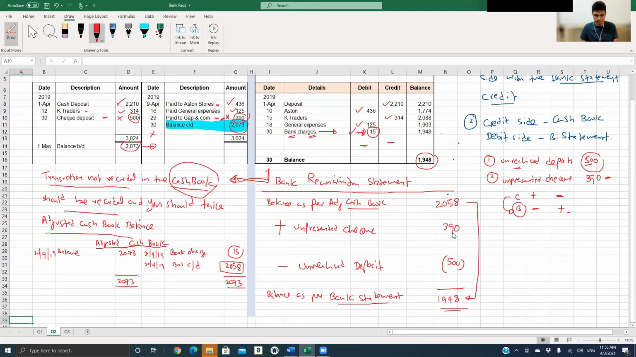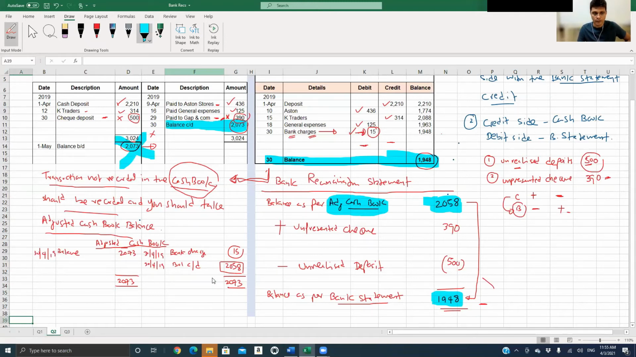Now what is the total? 2058 plus 390 minus 500. How much? 1948. We are arriving at the bank statement balance of 1948. Okay, so as you can see, we started with the adjusted cash book balance. This is the adjusted cash book balance. Please remember this. We did not take this.